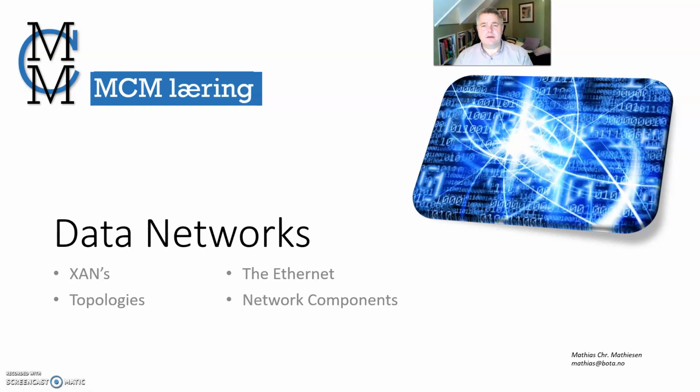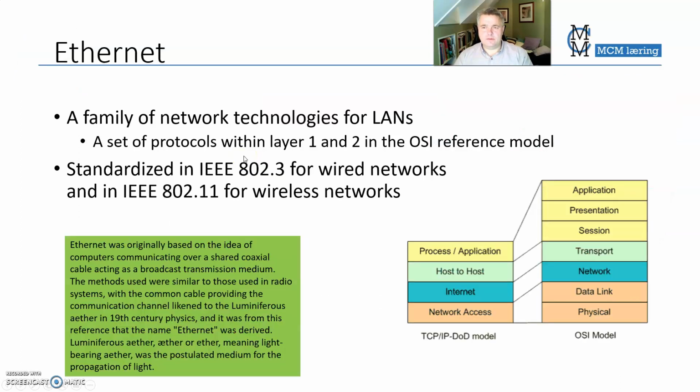Film number 3 in this series of data network films is about the Ethernet. And the Ethernet is a family of network technologies for local area networks. And they are set within layer 1 and 2 in the OSI model, or if you like, layer 1 in the TCP/IP model. The TCP/IP model layer 1 is a bundle of layer 1 and 2 in the OSI model.